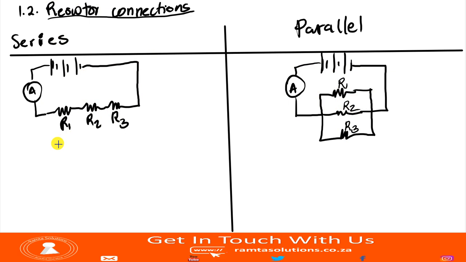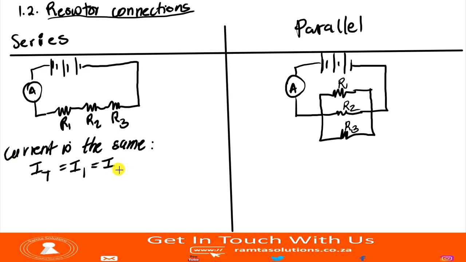What we said with this one, we said here, current is the same. Here we said current is the same, meaning the total current, whichever current that is flowing wherever, will be equal to the current flowing at resistor 1. It is the same as current flowing at resistor 2. It is the same as current flowing at resistor 3, and so on, when they are connected in series.